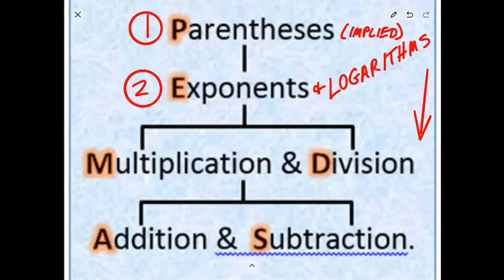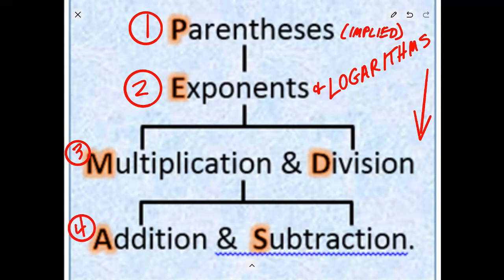The third thing that we're going to do is multiplication and division. Those are on the same level, so when we get to those, we're going to do those third. And then the final level is addition and subtraction. Those are both on the same level. We do those fourth, or generally last.